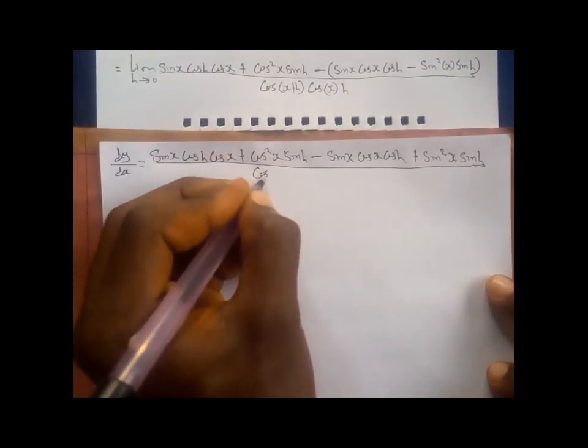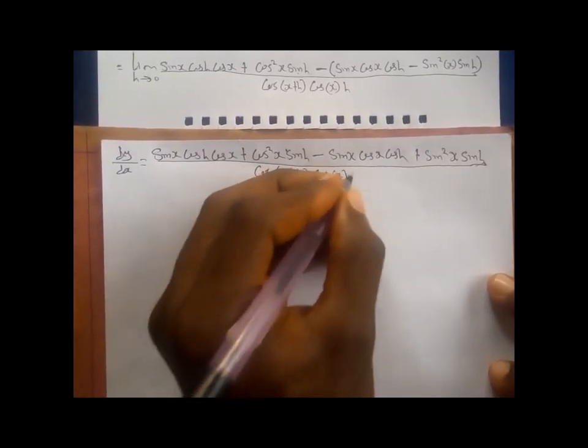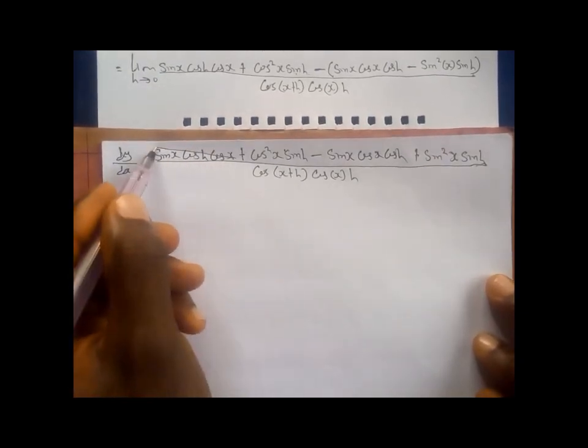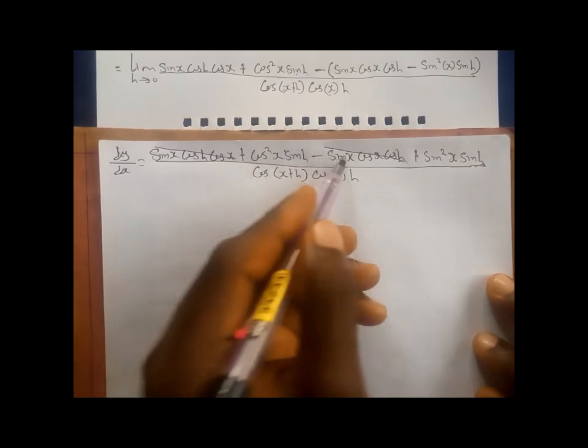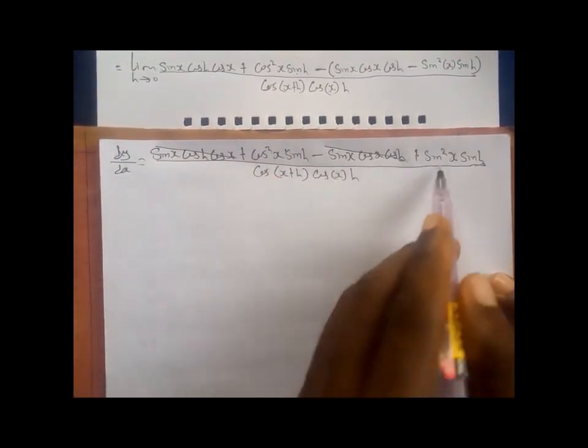cos(x plus h) times cos x times h. Perfect. Now as you can see, these are like terms, they can absolutely cancel out. Okay, sin x cos h are like terms, we can cancel them. Then we can combine this. Then we have dy/dx.